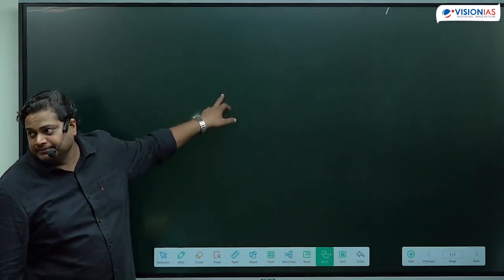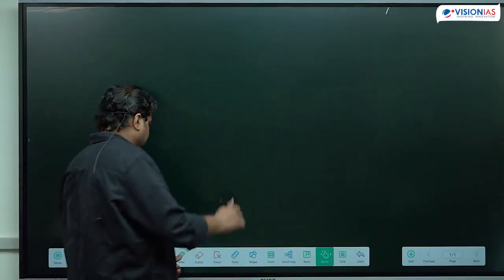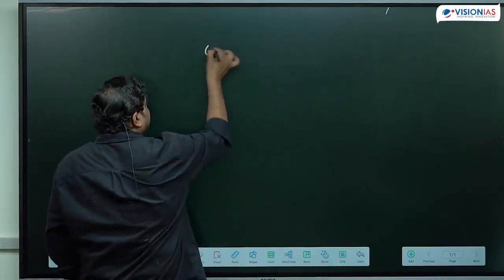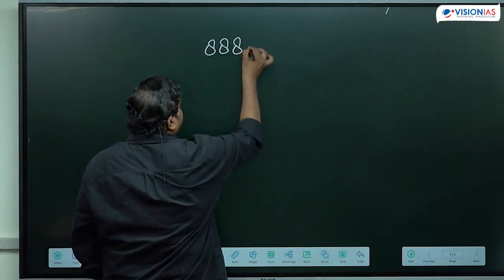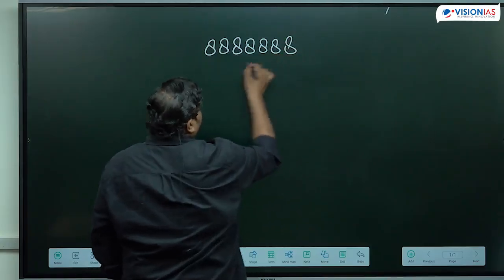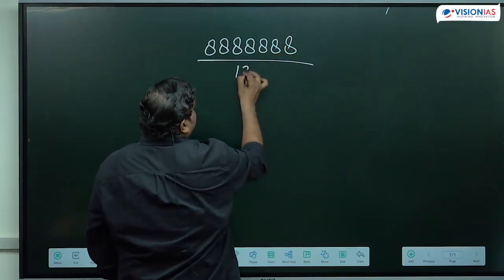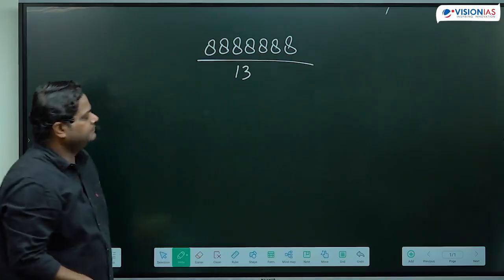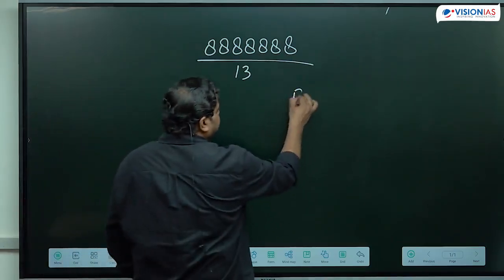What if we take 8? Like if we write 8 8, if we divide by 13, what will be the remainder here?